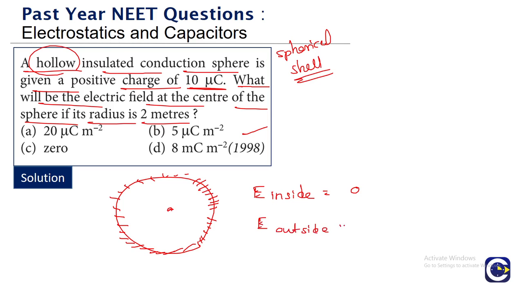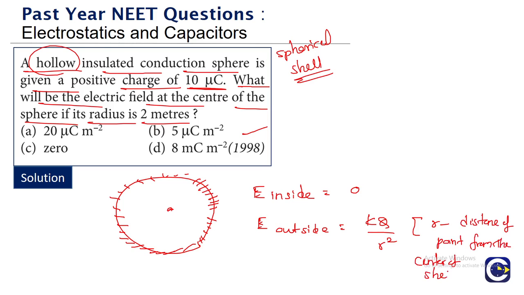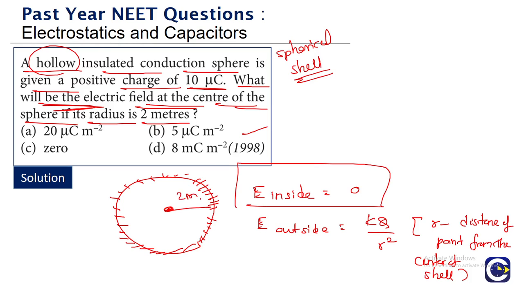Outside it will be KQ by R square, where R is the distance of the point from the center of the shell. Here they are asking for the electric field at the center of the sphere. Everywhere inside is 0, it need not be just the center. So the radius value doesn't even come into the picture. The answer is Option C.